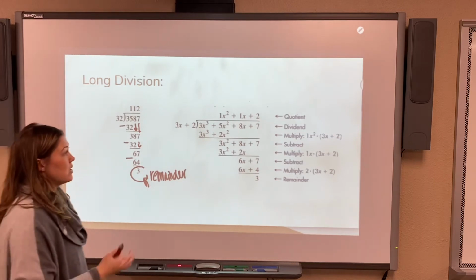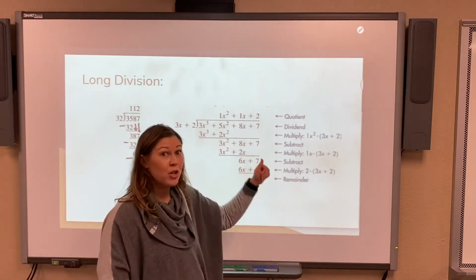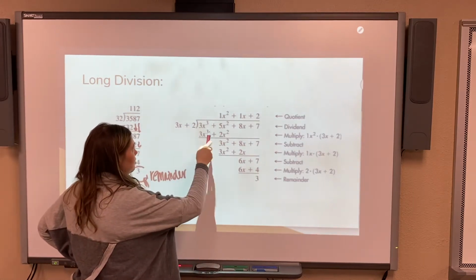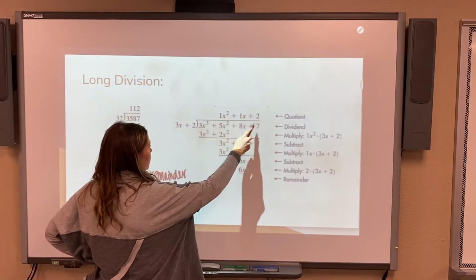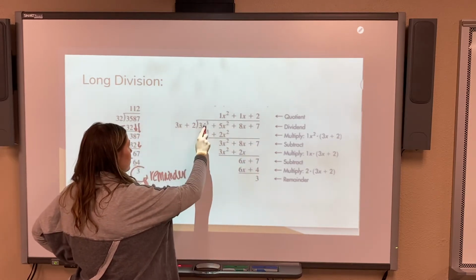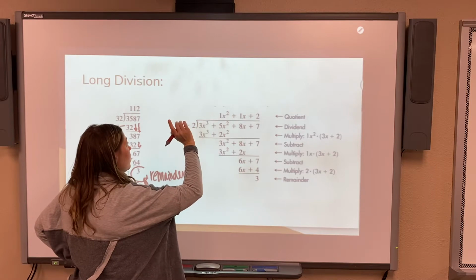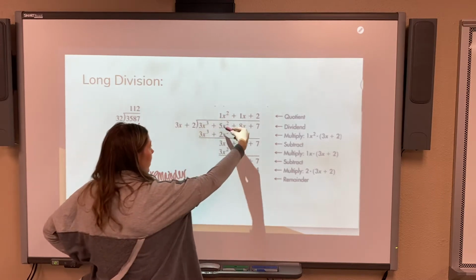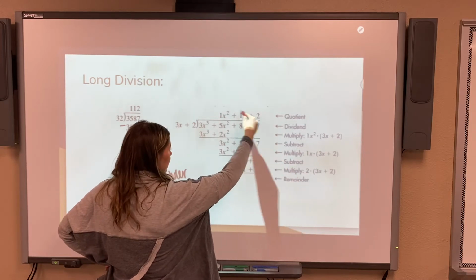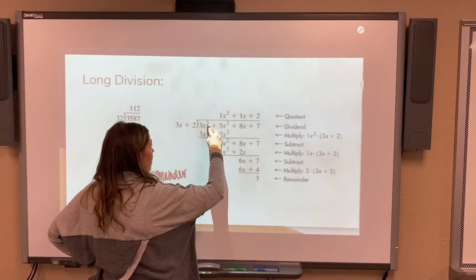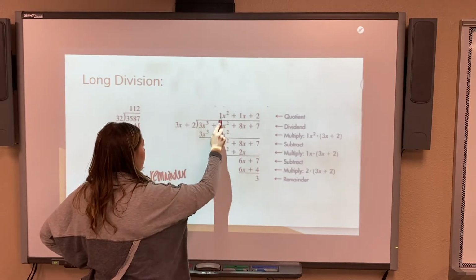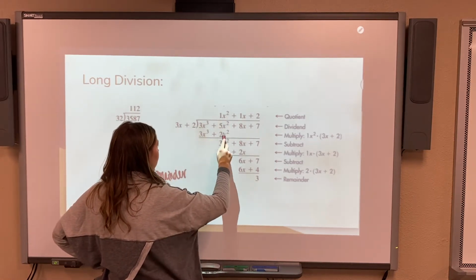Okay, so we can do the same thing with polynomials. First off, always make sure that all of your terms are there, so powers 3, 2, 1, 0. How many times does 3x go into 3x cubed? Well, 1x squared, so we put a 1x squared above the x squared. These will now go down in descending order. So x squared times 3x gives 3x cubed, and then 1x squared times 2 gives 2x squared.